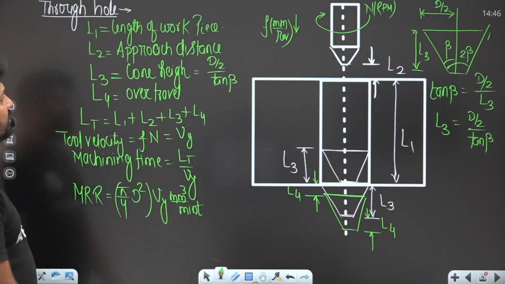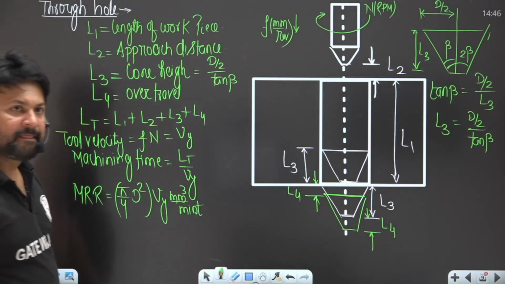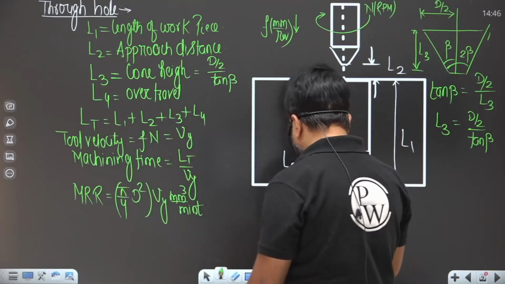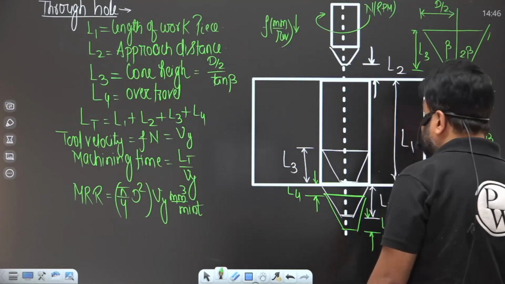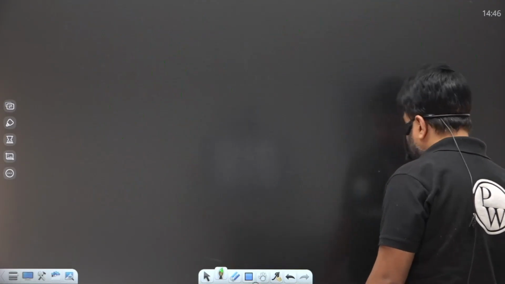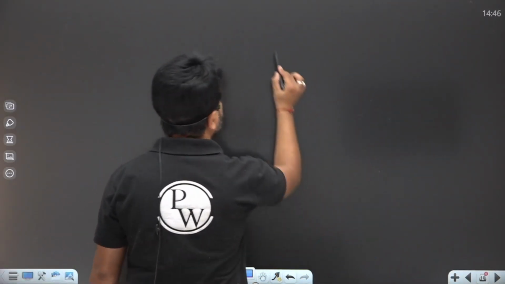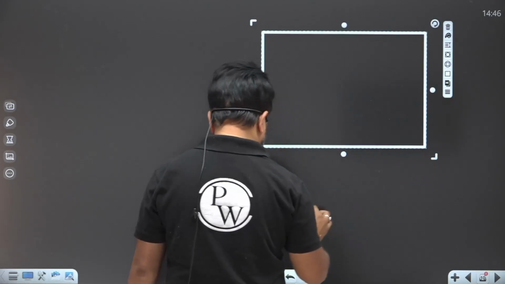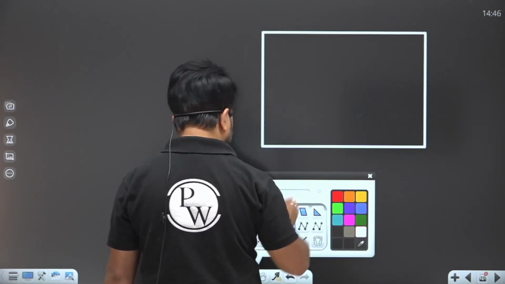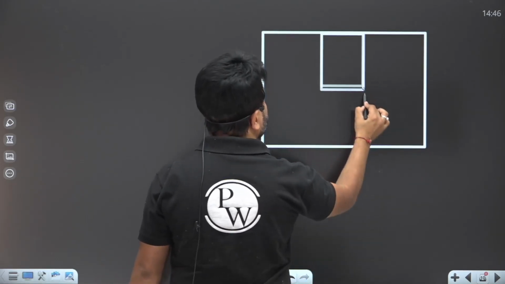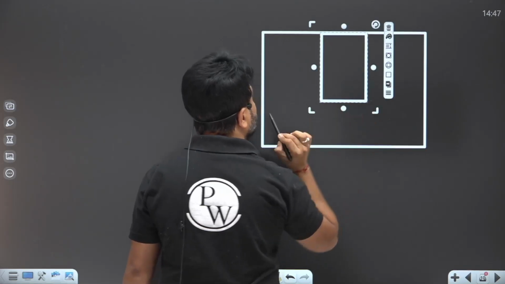That much mm per minute. So this is a basic thing. Suppose you are not doing a through hole, you are doing a blind hole. Suppose we are producing a blind hole up to like that.